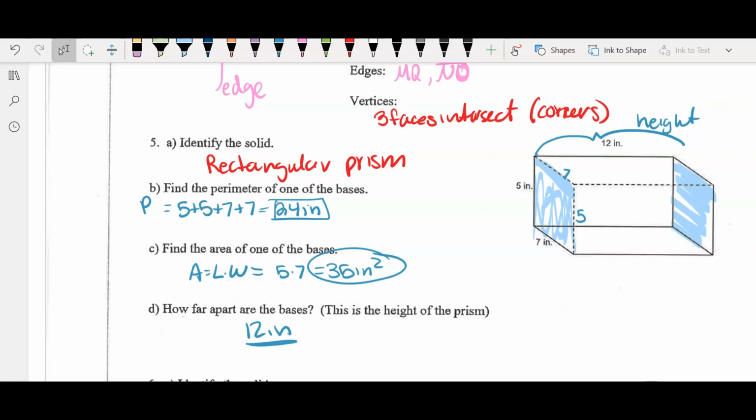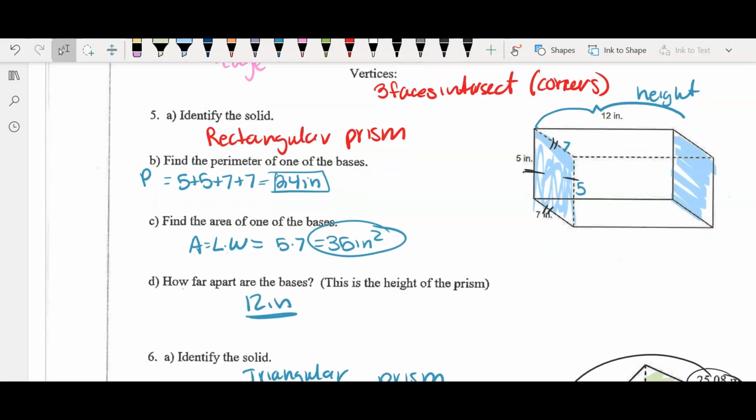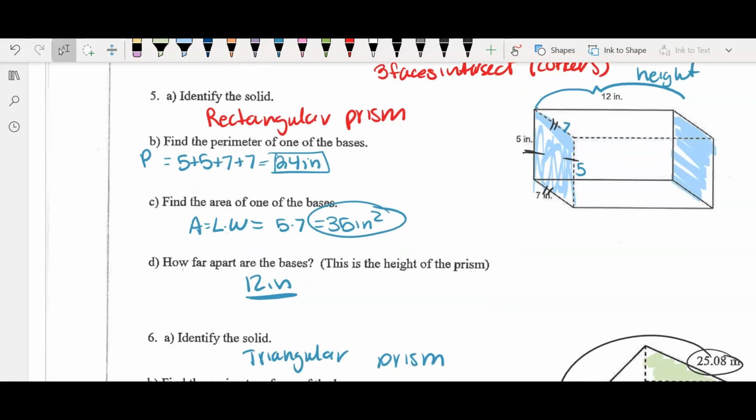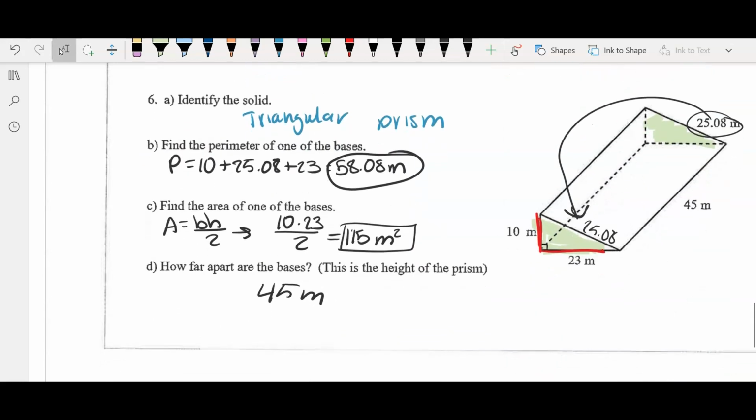All right, so taking a look here, identify the solid. It's a rectangular prism, because we have two bases, so of course it's a prism. Remember, prism versus pyramid: a pyramid has one base, a prism has two. Find the perimeter. Since it's rectangular, these two are going to be congruent. So 5 plus 5 plus 7 plus 7 gives us 24 inches. Find the area of the base. You're going to do 5 times 7, length times width, inches squared. And how far apart are the bases? You can see I labeled here, this is the height. Think of an accordion and stretch it like an accordion, what's that distance? Well, 12 inches.